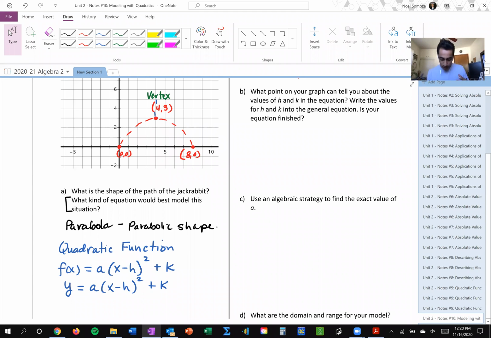So that's where it takes us to part B. If you look at part B, it's asking you what point on your graph can tell you about the values of h and k in the equation. What do we know about h and k, and where do we find it?